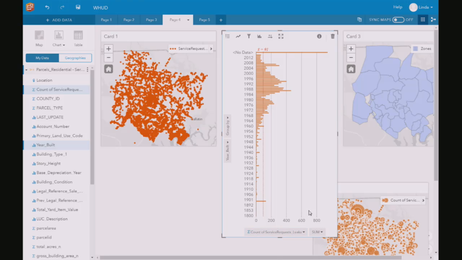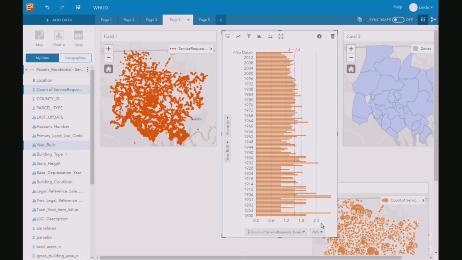So looking at the total number of leaks by each one of these housing dates, when it was built, what we're really seeing is the housing booms. We're seeing when more houses were built in each year. If I change this to the average, we're seeing a totally different thing.